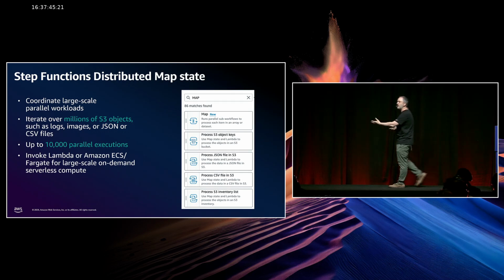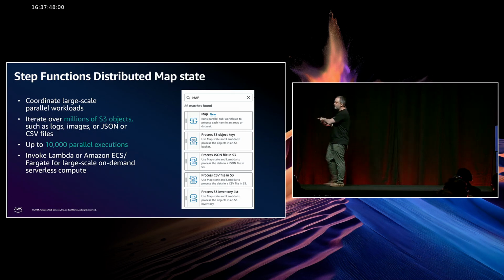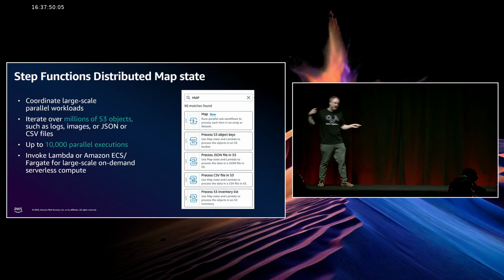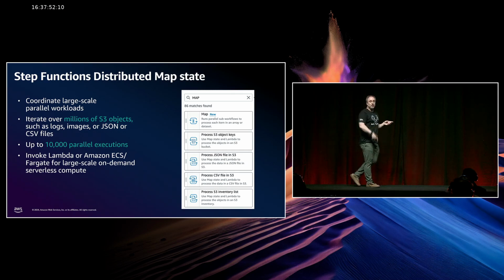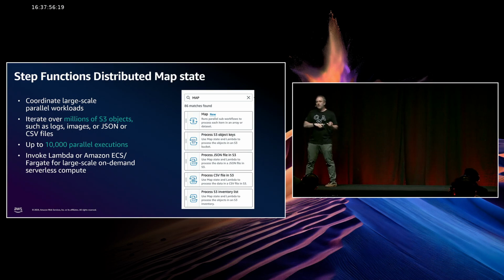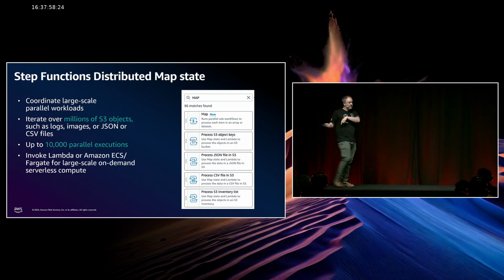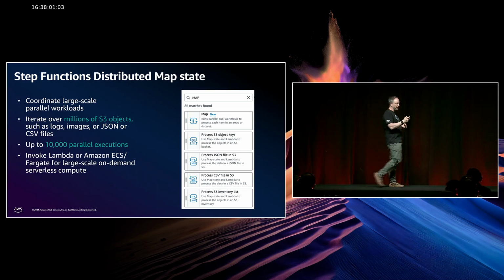And this works really nicely with S3. So you can point it at an S3 bucket and say for each item in this S3 bucket, run your steps. Or you can point it at an S3 object, and you can say for each line in this CSV file or this JSON file, run the distributed map state.